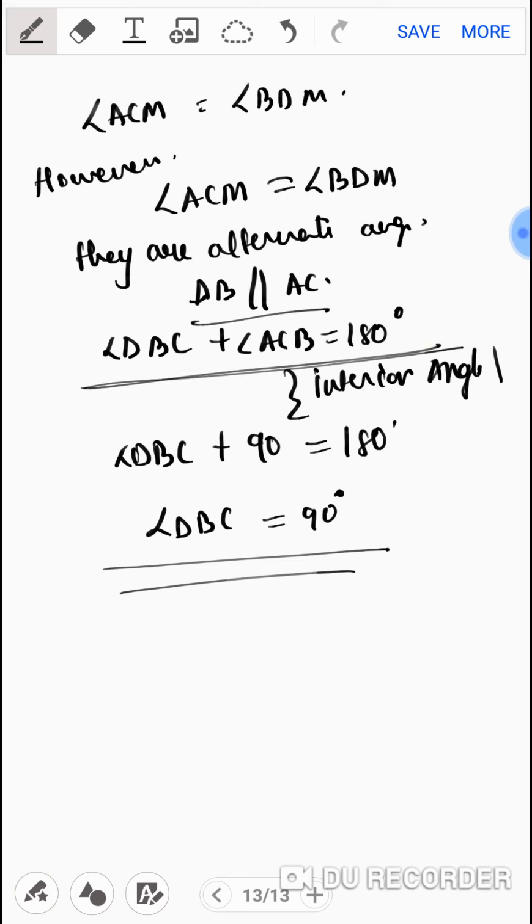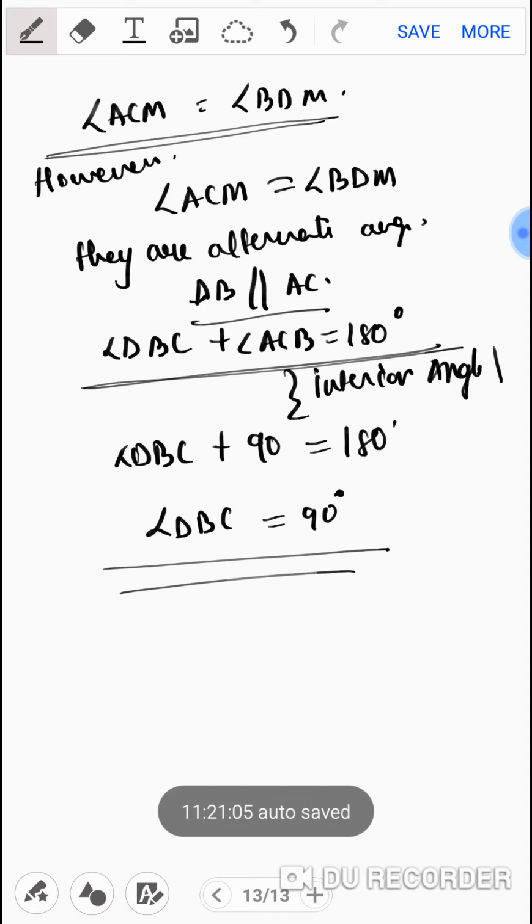So to prove the lines parallel, the point I took from the first triangle by CPCT was ACM is equal to BDM. But they are alternate angles also. If they are Z forming angles, the converse of the theorem says, if they are alternate angles, the lines will be parallel. Clear? Okay, so the second is proved.